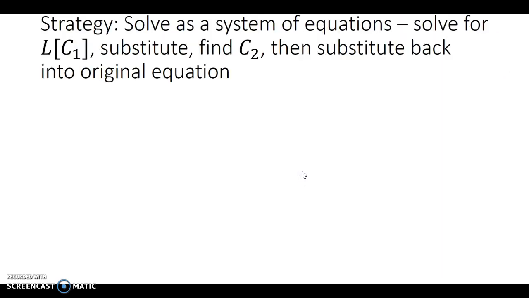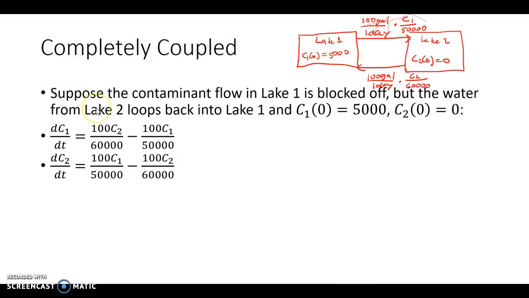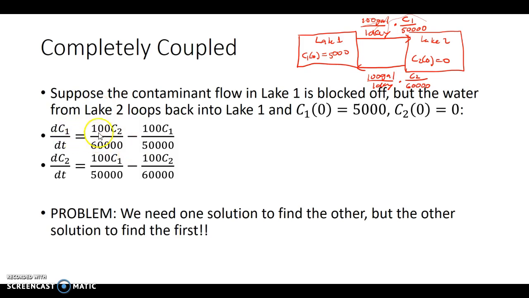But the strategy, if we're going to use Laplace transforms, is to solve it as a system of equations. First, we'll solve the first equation for the Laplace of C1, substitute, find C2, then substitute back into the original equation. I'm warning you, this gets pretty messy, but it can be done with careful attention. First, I take the Laplace of the first equation, which we recall is this guy here, and I'm going to reduce it.